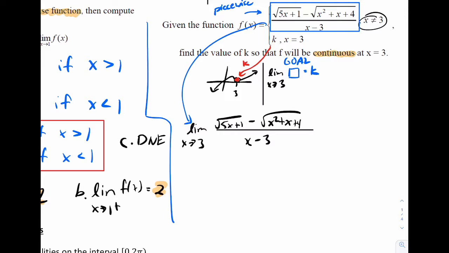We see a bunch of radicals, so that means we definitely got to use the conjugate method. So let's multiply it by the conjugate: the root of 5x plus 1 plus the root of x squared plus x plus 4, all over the same thing.